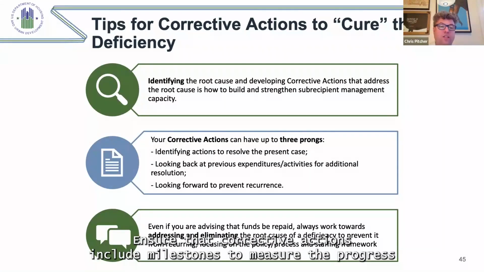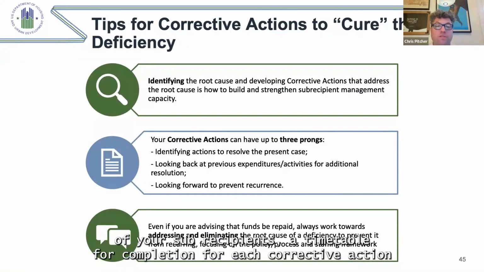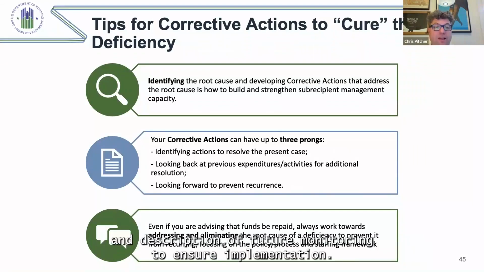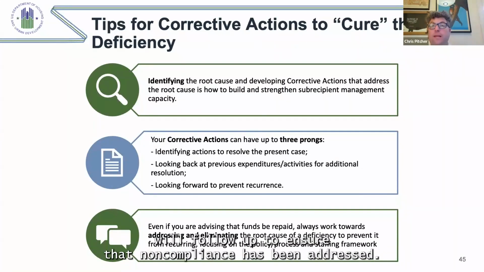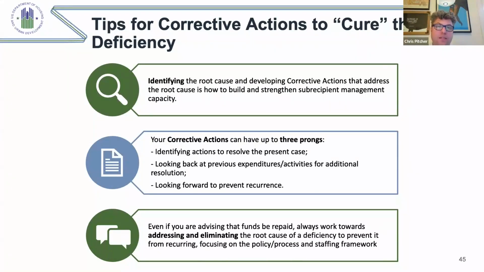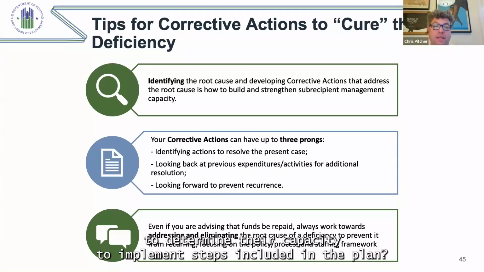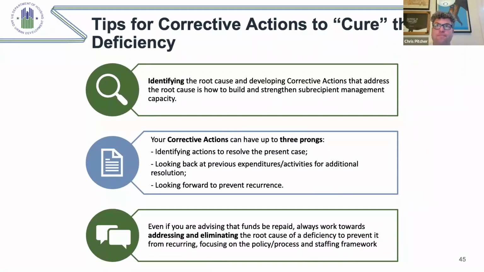Ensure that corrective actions include milestones to measure the progress of your subrecipients, a timetable for completion for each corrective action, and a description of future monitoring to ensure implementation. This refers to how you, as the recipient, will follow up to ensure that noncompliance has been addressed. Discuss the corrective action plan with your subrecipients to determine their capacity to implement steps included in the plan.